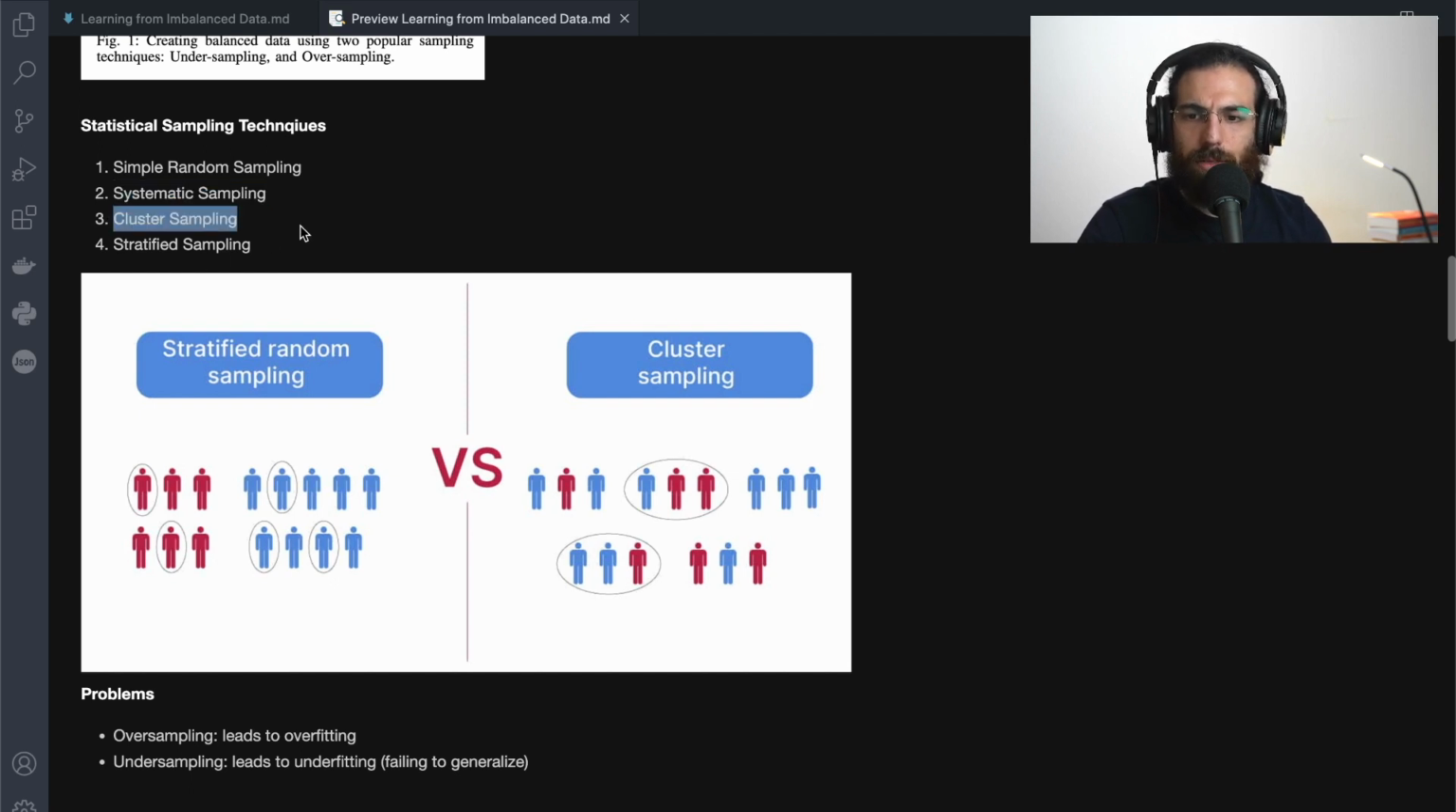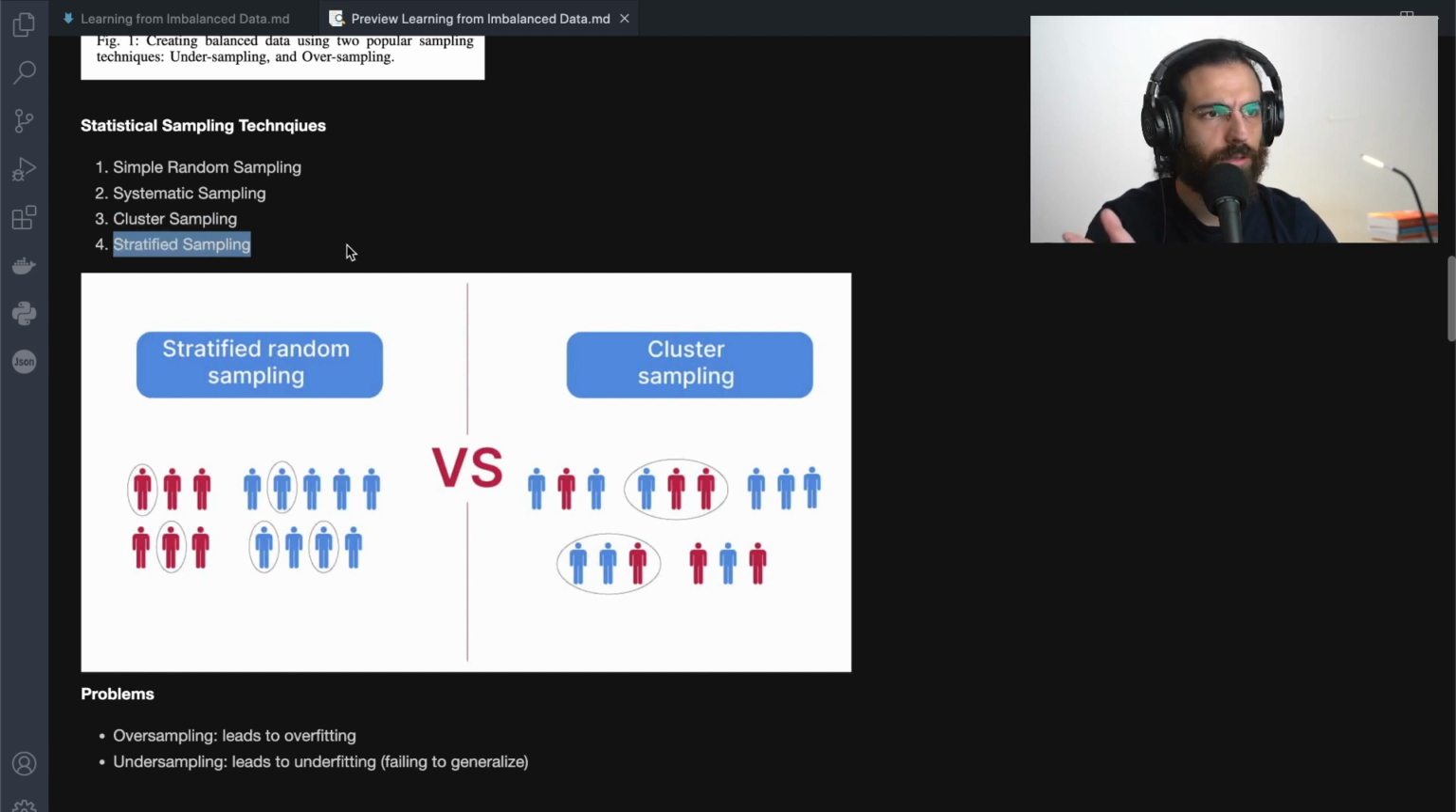Then we have cluster sampling. Cluster sampling is where you basically evenly divide your observations. And if you look at this picture here, when you divide your observations into clusters, the expectation is that every cluster will have at least a member, or will have a good mix of every class. So here we only have two classes, right? The blue class and the red class. And this is more controlled. And then we have stratified.